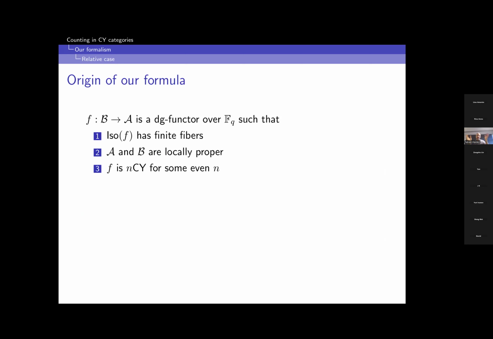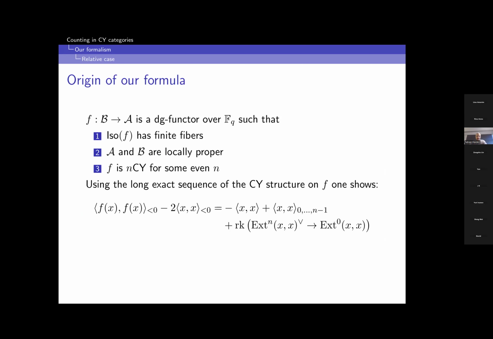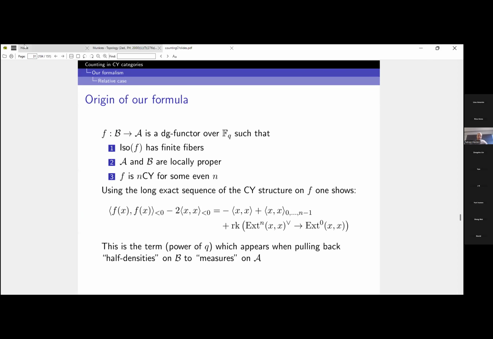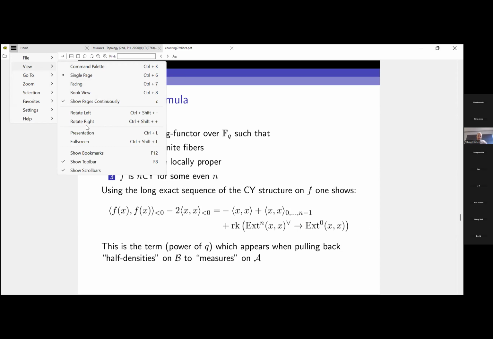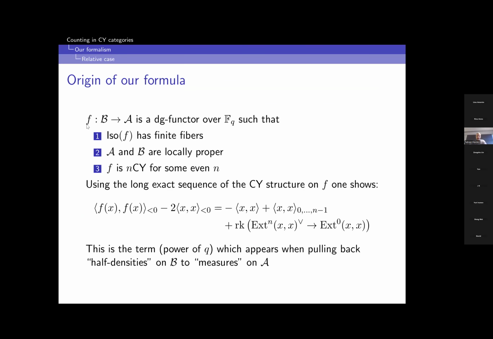So it's like an even dimensional manifold with boundary. And then there's a kind of generalization of, so in the absolute case, I wrote this here without the f terms, and this term here, I had an n instead. So this is the generalization of that previous formula. So using this long exact sequence of the Calabi-Yau structure, the relative one, you get this identity.